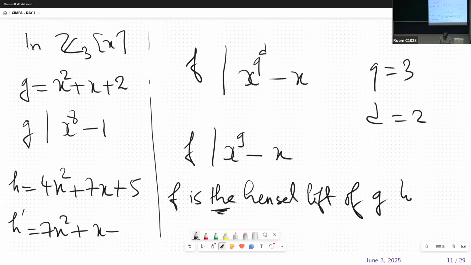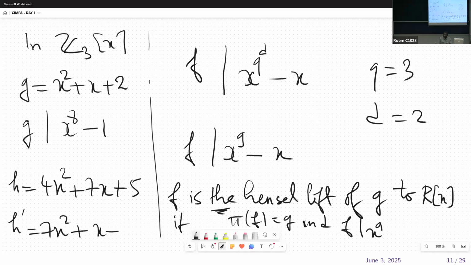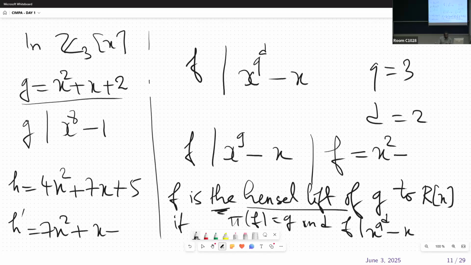It is the Hensel lift of J to Z_9[x] if the reduction of F equals J and F divides x^(q^d) - x. d is the degree of J, and q is the cardinality of the residue field of R. You recall that F and J are monic. For example, F equal x squared plus 4x plus 8. Yes, it's unique.